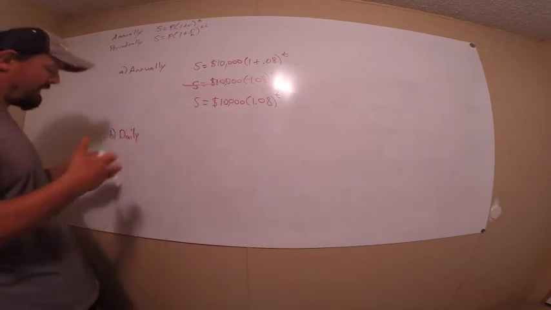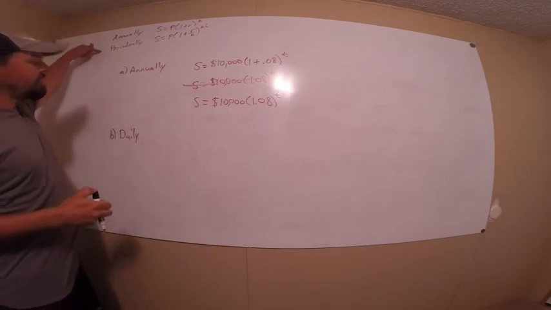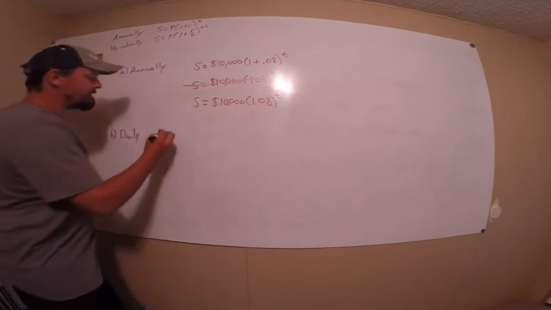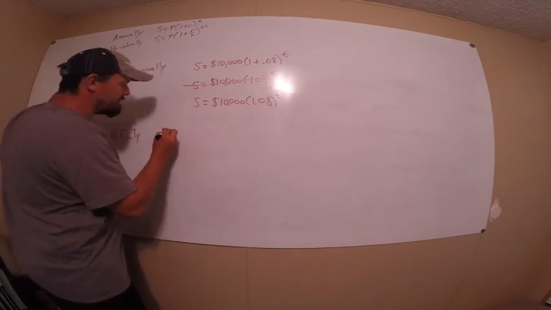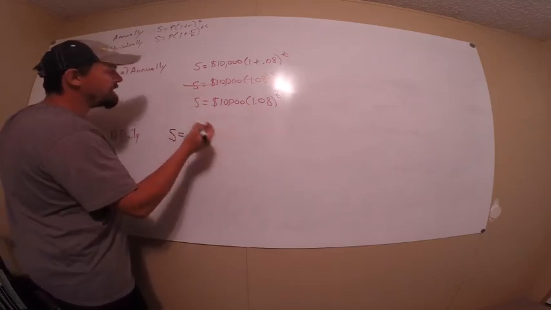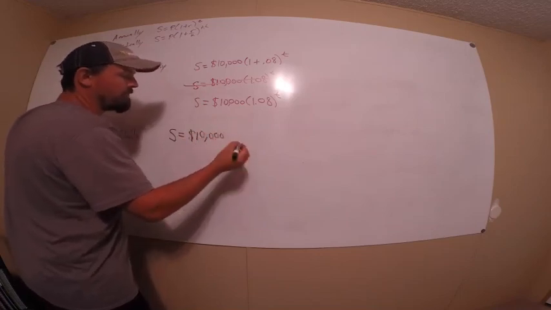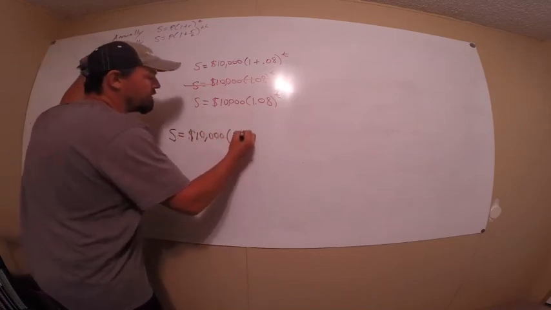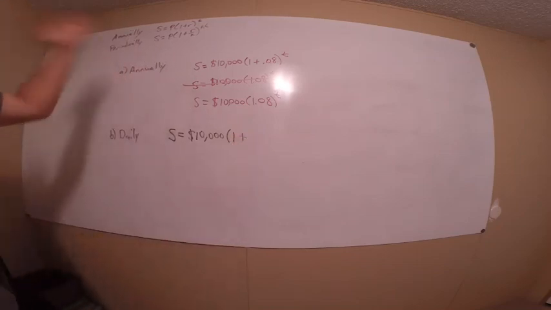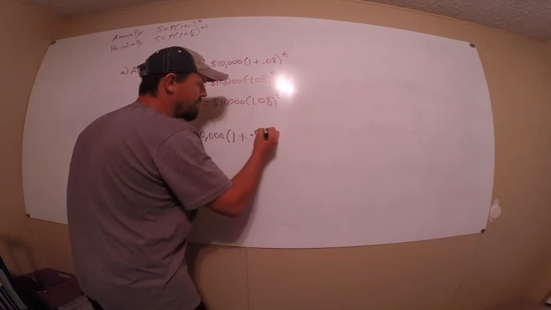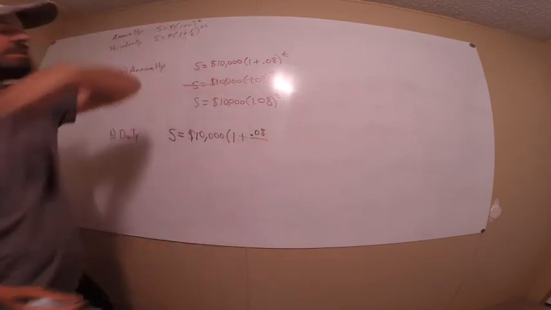Now daily, how is it any different? So daily will go into the periodically category. What that means is I'm going to use S equals, P here is still $10,000. Now, we're going to do 1 plus R, my rate. My rate is still 8%, so 0.08. The only difference is I have a K here.